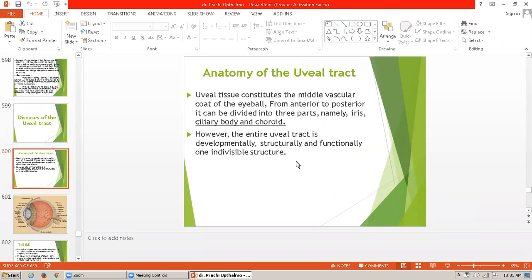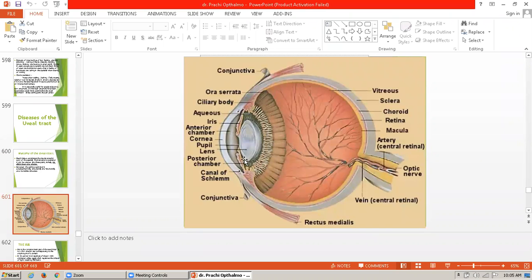Last week, we studied the anatomy of the uveal tract. The uveal tissue constitutes the middle vascular coat of the eyeball from anterior to posterior, and it can be divided into three parts, namely the iris, ciliary body and choroid. However, the entire uveal tract is developmentally, structurally and functionally an individual, indivisible structure. So this is the anatomy of the uveal tract, which consists of the iris, ciliary body and choroid.